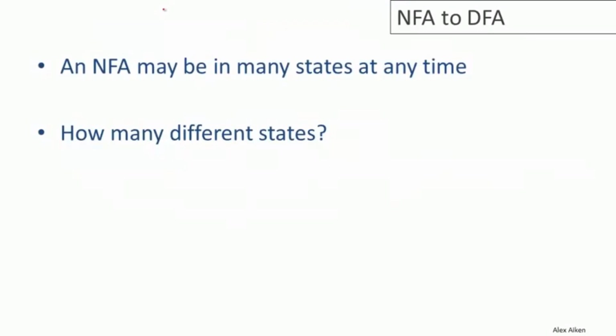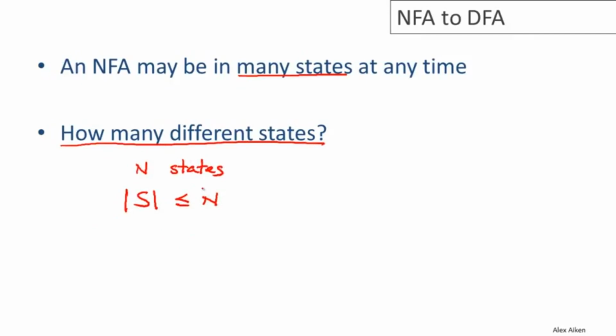Recall from the last video that an NFA may be in many states at any given point in time. That is, because of the choices it can make for a given input, an NFA may reach multiple different states. And the question we want to address now is how many different states can it be in? Well, if a non-deterministic automaton has n states and it winds up in some subset of those states S, how big can that subset be? Well, clearly the cardinality of that set has to be less than or equal to n. So the NFA can get into at most n different states.